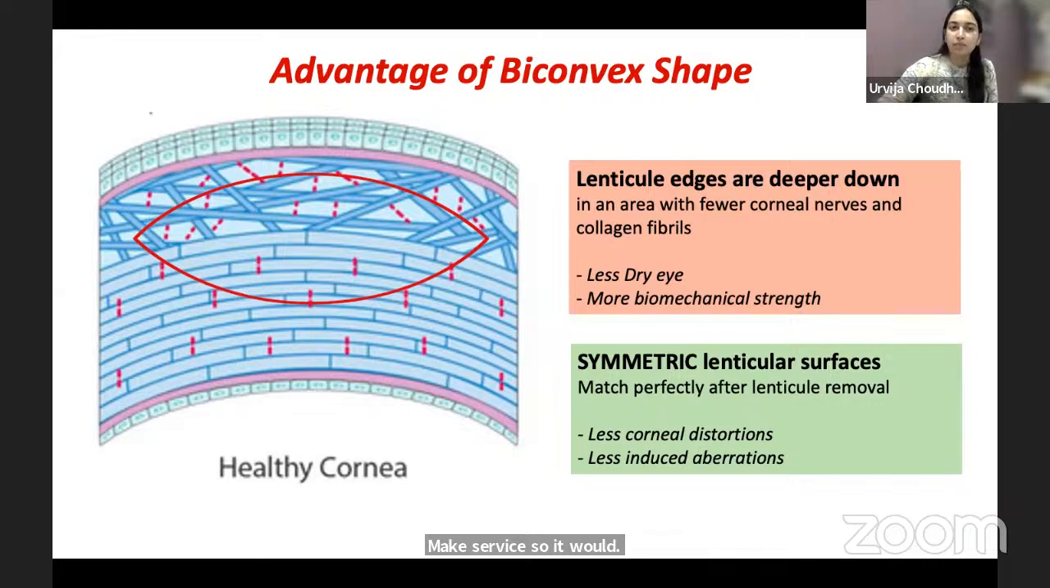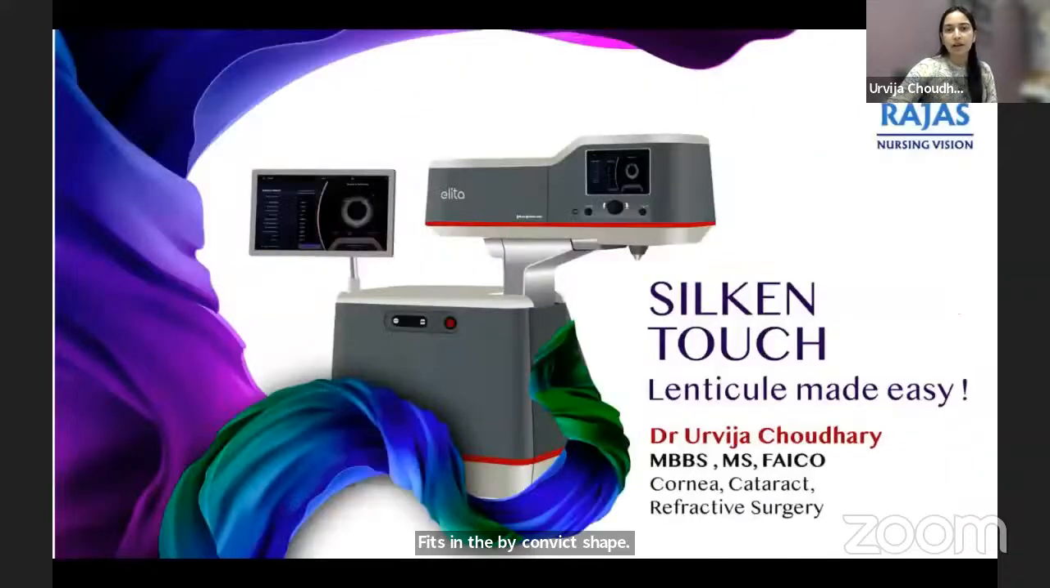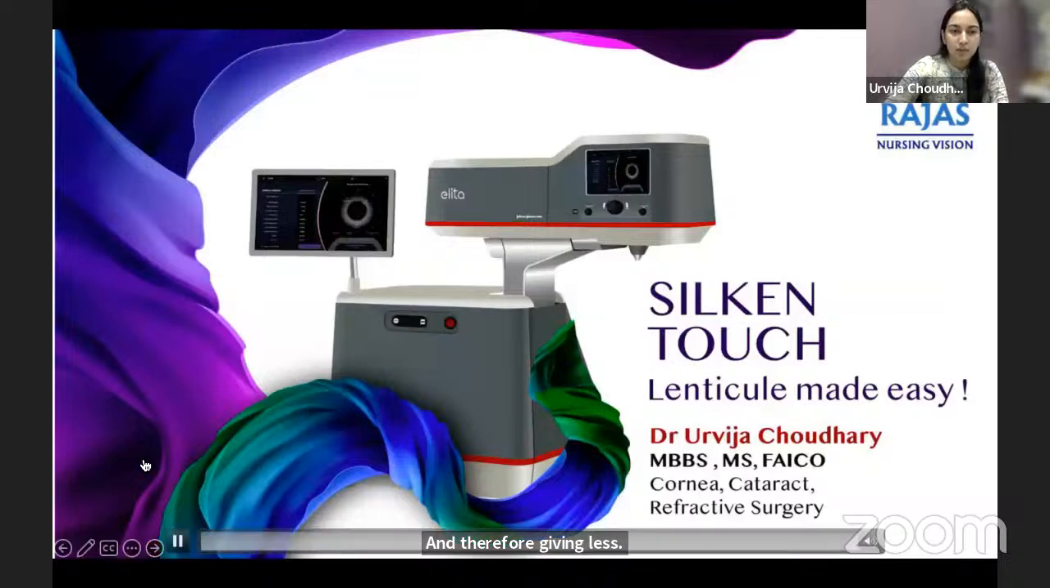Similarly, the biconvex shape is a symmetric shape, so it easily fits in the biconvex shape. It matches perfectly and therefore gives less corneal distortions and less induced aberrations.